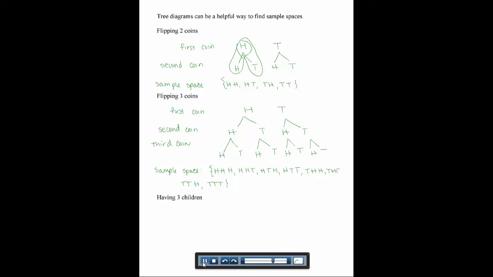Okay, and then very similarly for having 3 children, it's actually the same exact tree, except instead of saying heads and tails, we're saying boys and girls. So I'll draw this now. If you work this out, you'll see that the tree is exactly the same, except we've replaced heads with boys and tails with girls. And then the sample space looks exactly the same, except for boys and girls.